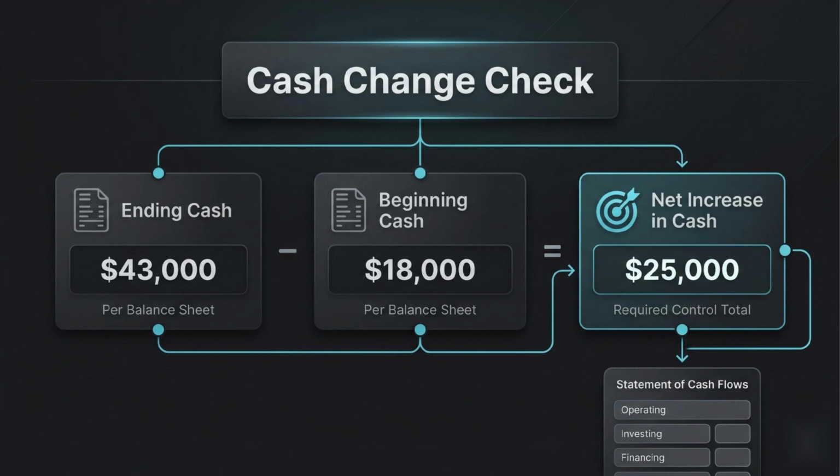If the final statement does not reconcile to this number, there is a classification or calculation error somewhere. Do not force the answer by adjusting a random line. That is not accounting. That is spreadsheet astrology. The cash change is our anchor, and every section must tie back to it.